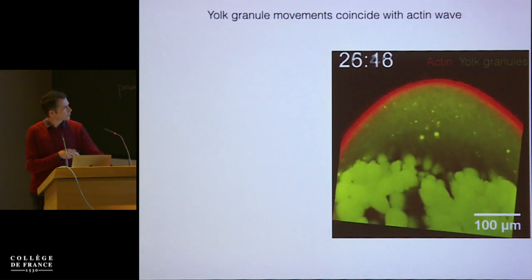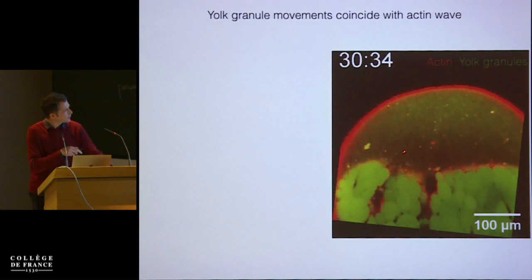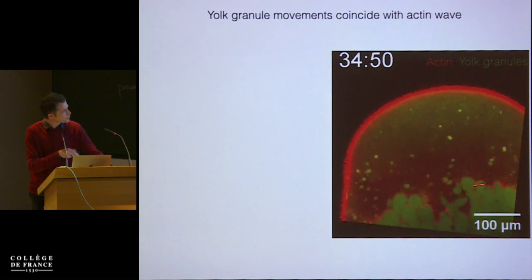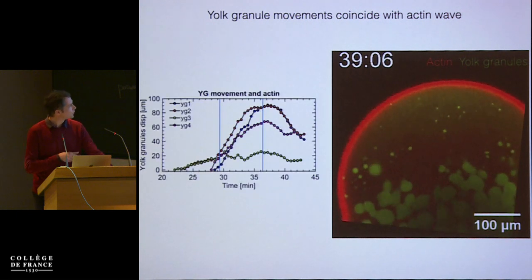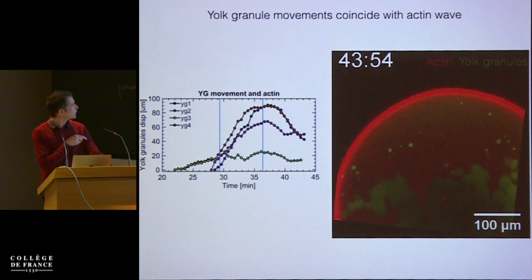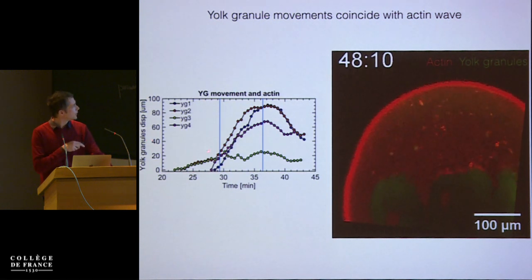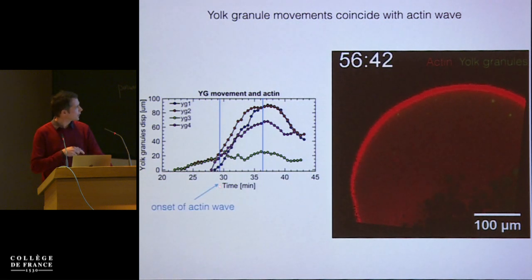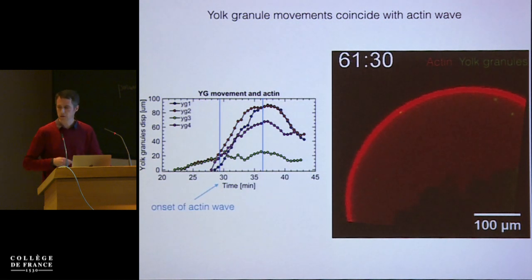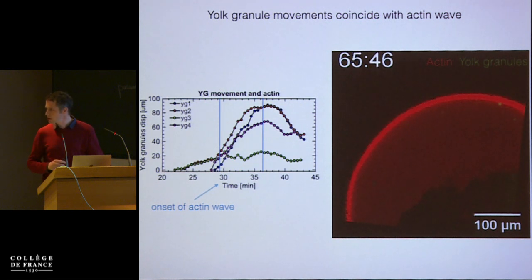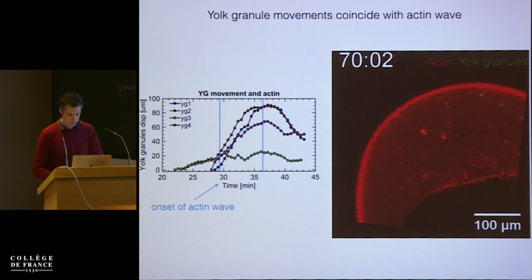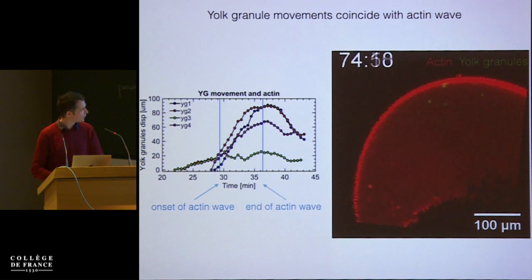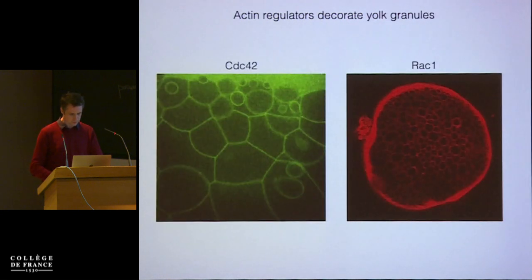Okay, so what is this wave doing? It hits the yolk granules, and apparently it pushes the yolk granules down. And this is what you can actually see in the yolk granule displacement, and you can see right at this point here where the actin wave hits, the yolk granules start to move downwards. And that's sort of an indication that this wave actually triggers the movement of the yolk granules downwards. And this is the end of the wave, and then you get some relaxation here.